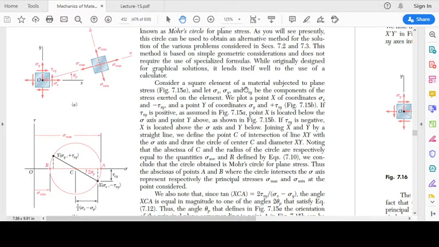Let us see if we have covered all the points.